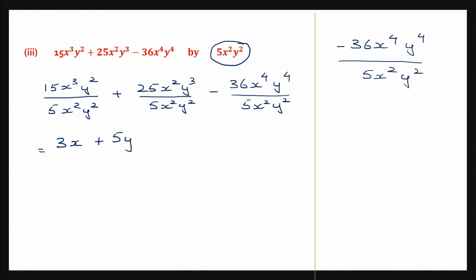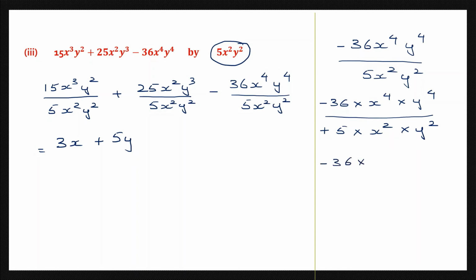So I've taken the third term. So let's do that. Minus 36 into x to the power of 4 into y to the power of 4 divided by 5 into x to the power of 2 into y to the power of 2. Let's see what we can cancel. We cannot cancel 36 and 5, so we're going to leave it as it is. So let's continue. Minus 36 into x to the power of 4 minus 2, into y to the power of 4 minus 2 again. So now in the denominator, we only have 5. X and y have been removed.